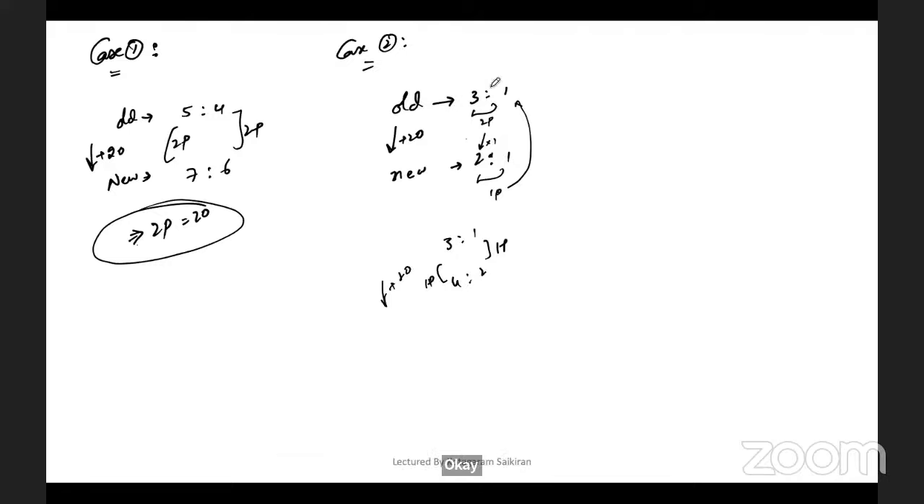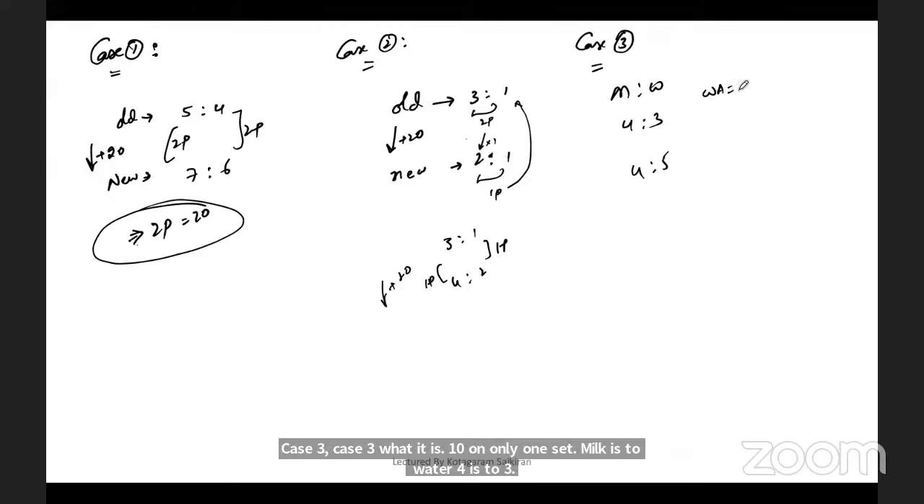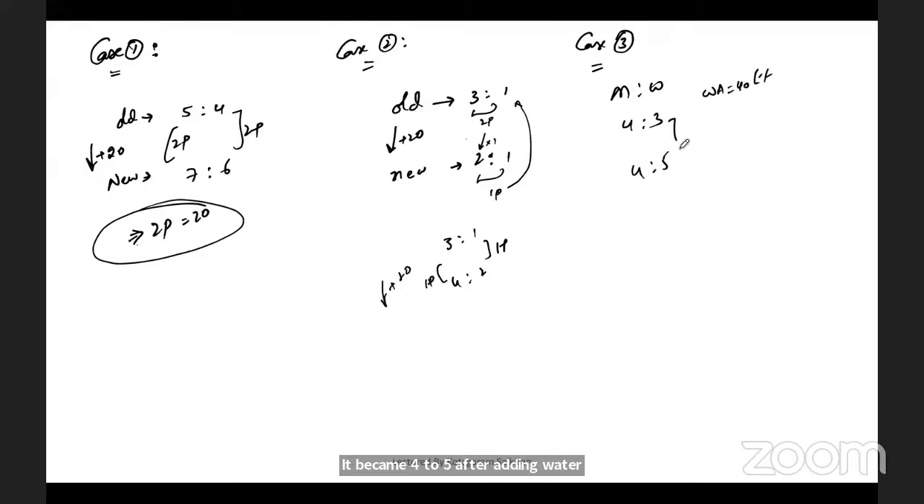Next, case 3. Case 3, what is it? Change on only one side. Milk is to water 4:3. It became 4:5 after adding water of 40 liters. So what happens? Water added is 2 parts. That should be equated to these 40 liters.